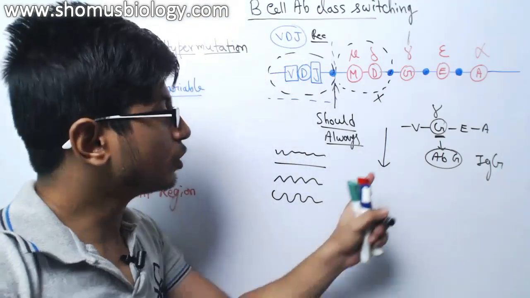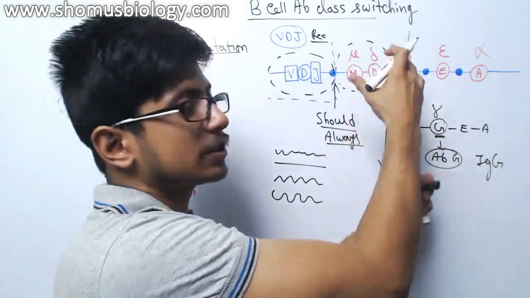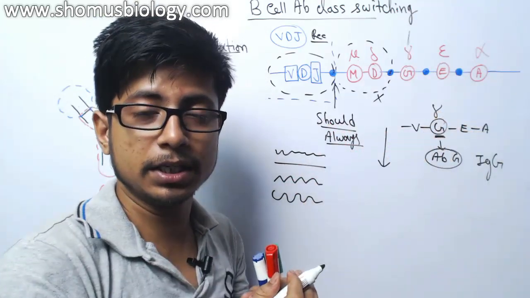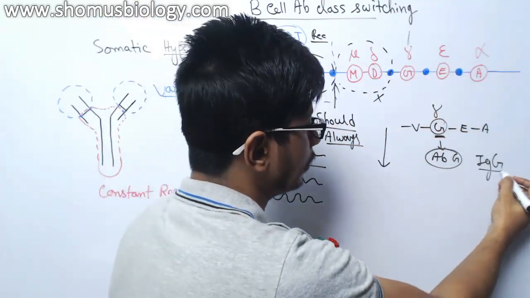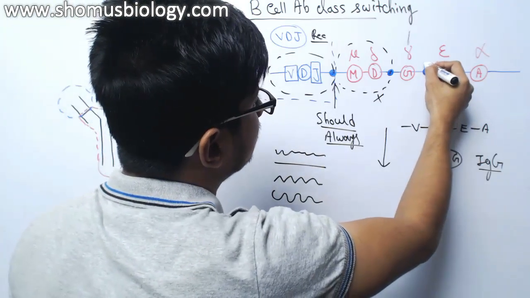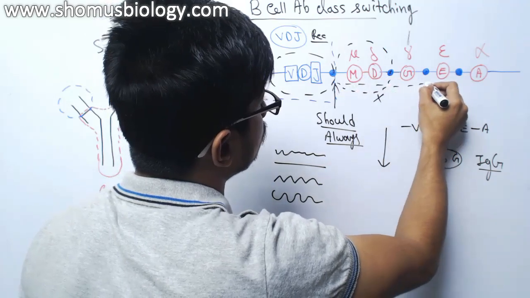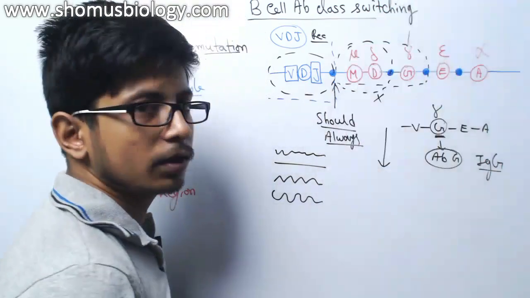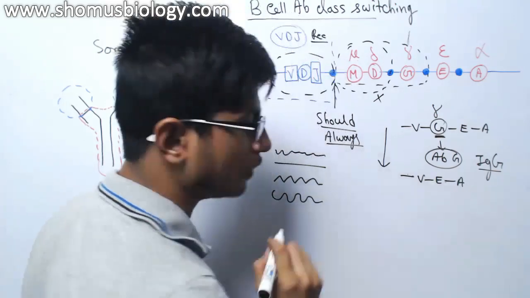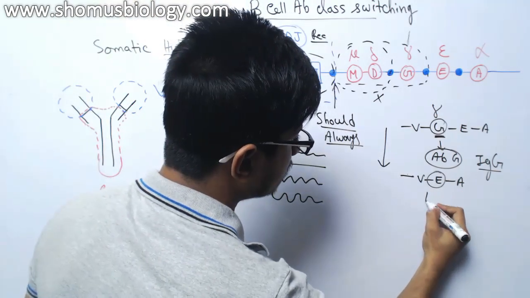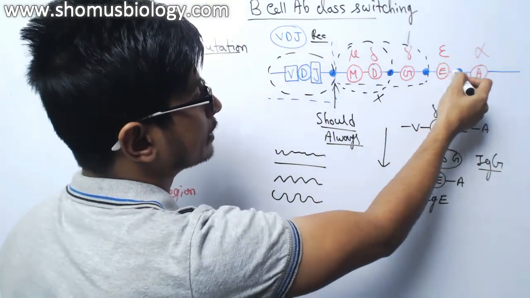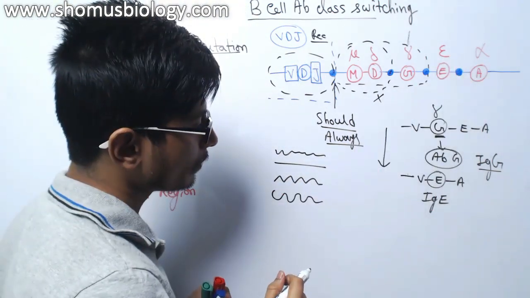Got the idea? So here, as we see, M and D, these portions are cut out. Now we have G directly placed after the variable region, the antibody will be known as immunoglobulin G. That's all. Now let's say they cleave this large portion out, and directly now they place E after the variable region. That antibody is known as immunoglobulin E, because E means epsilon. This is the area of the DNA.